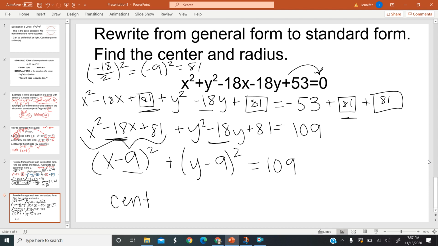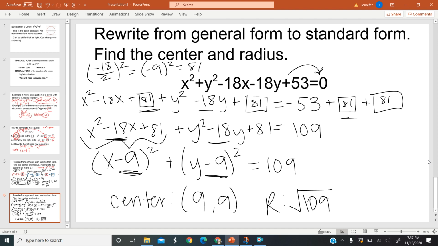So my center on this one is actually going to be at (9, 9). Because I'm going to use the opposite of these -9s, which is going to give me both positive 9s. And my radius is going to be the square root of 109. And with the radius, like I said, just leave it as the square root of 109 for this one. If it happened to be a perfect square, like if you had a 144 over there, then just write that the radius is 12. But if it's not a perfect square, then you can just leave it as the square root of whatever number is over there. And that is pretty much it for equations of circles.